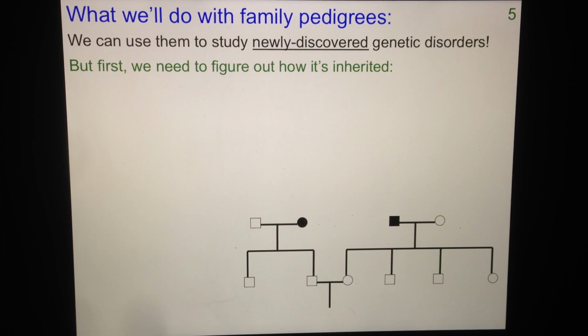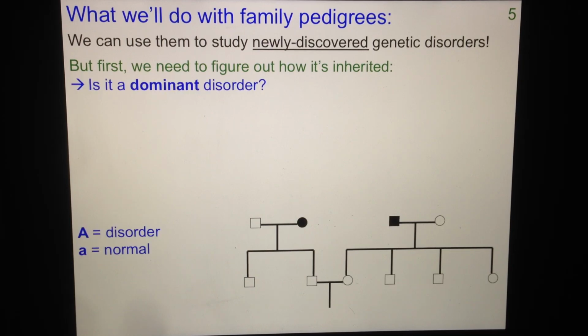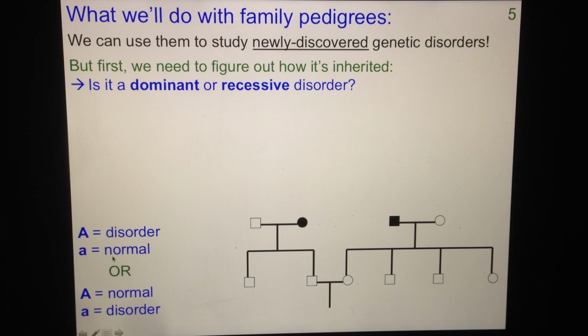For example, we need to ask ourselves questions like, is it a dominant disorder? Does the large A, the dominant allele, cause a disorder so that the small a, the recessive, is normal? Or is it the other way around? Is big A the normal allele and small a the disorder allele? We have to figure out which of those two it is.